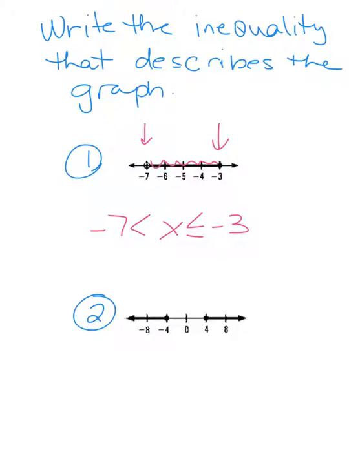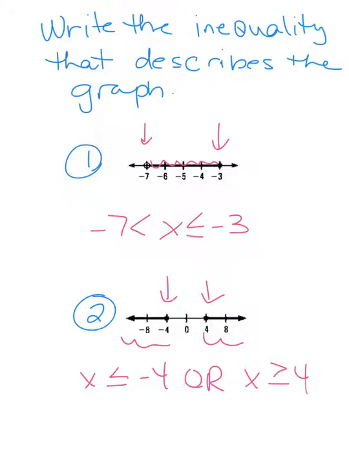And looking at number 2, I also have a compound inequality. I have a closed circle above -4 and a closed circle above +4. I can see that these graphs are going in opposite directions, so I know I'm going to have an or statement. So looking at the first part, I have x is less than or equal to -4, or, because I have another alternative, my other part of my answer is x is greater than or equal to +4. So my compound inequality says x is less than or equal to -4, or x is greater than or equal to +4.